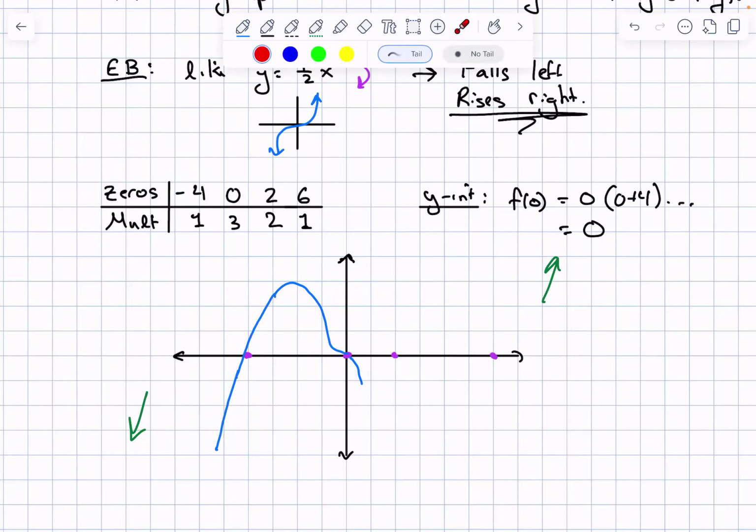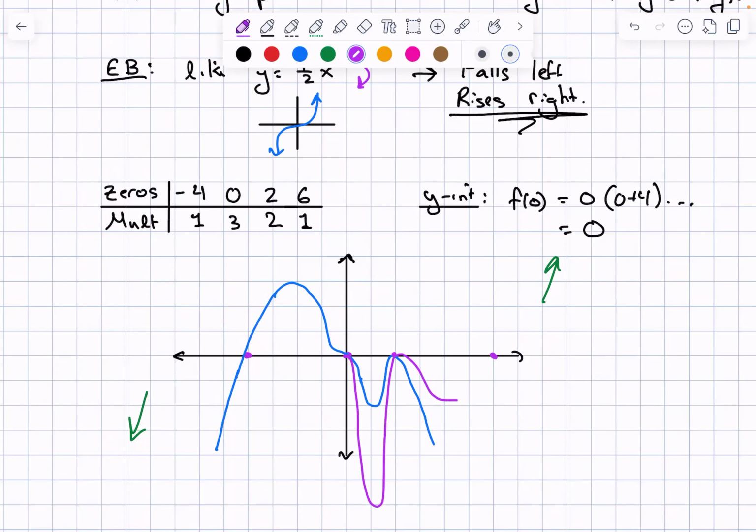Then we go to 2, which has a multiplicity of 2, so it should bounce there. So maybe it goes down and then bounces back down. And maybe it goes further, maybe it goes less. It's hard to know unless you have calculus under your belt, which we don't have. So I'm going to make it go down lower, but it could be not the case. The curve could look like this, but we don't know. So we'll just channel our inner Bob Ross and then go back up.